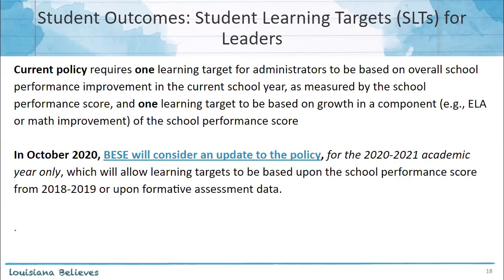In October 2020, a little bit after the recording of this presentation, BESE will consider an update to the policy for the 2020-2021 academic year only, which will allow learning targets to be based upon the school performance score from 2018-2019 or upon formative assessment data.